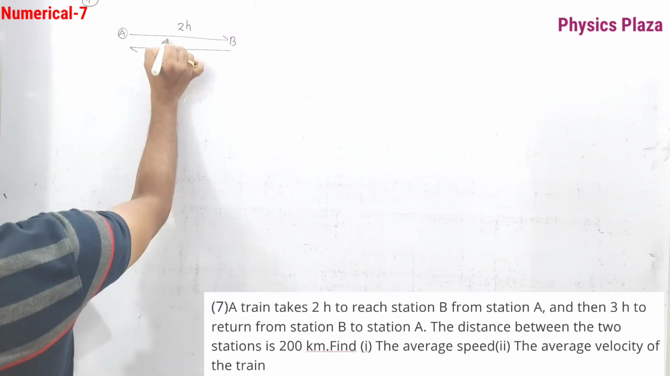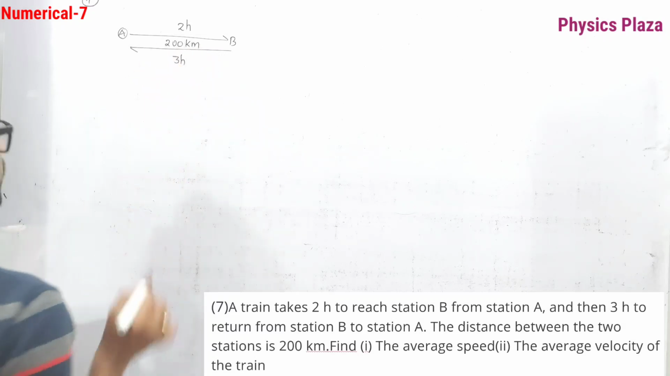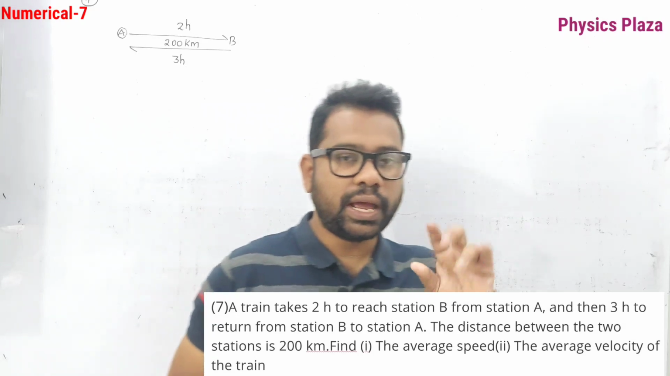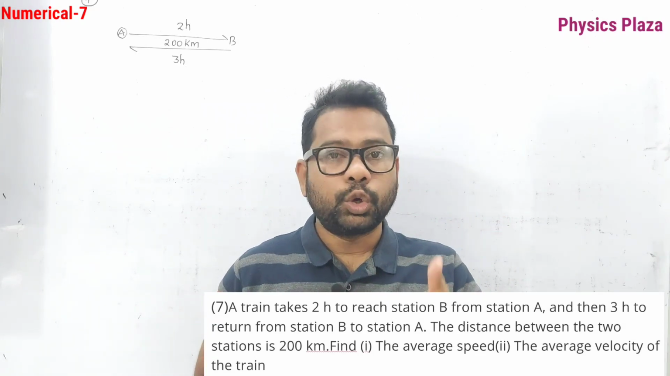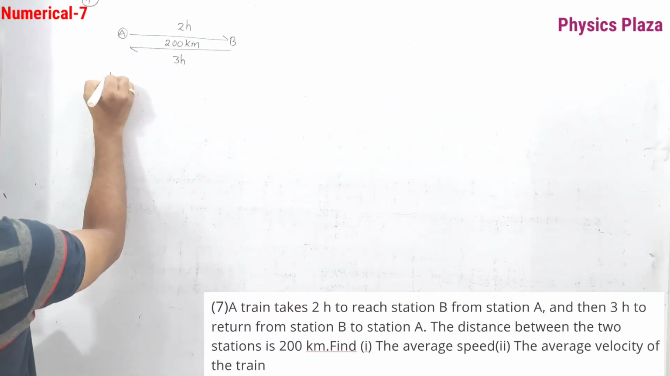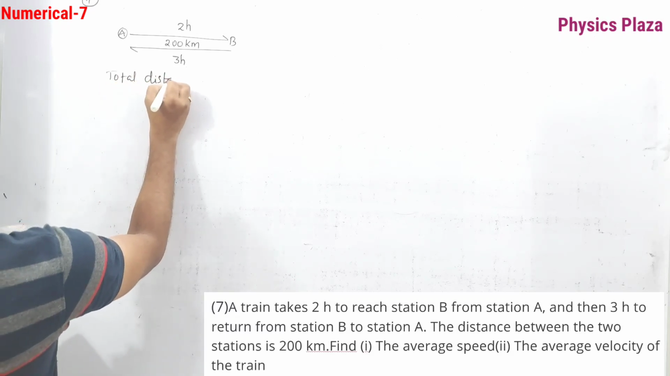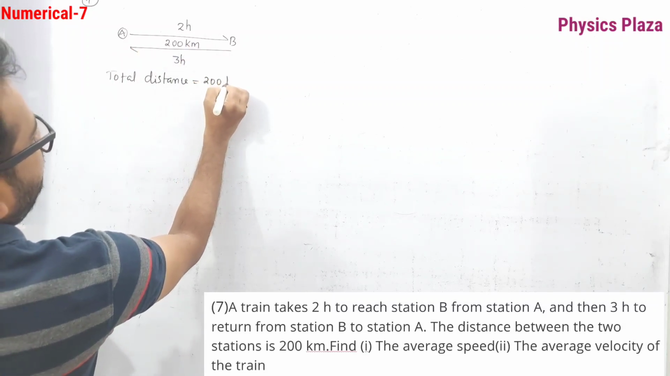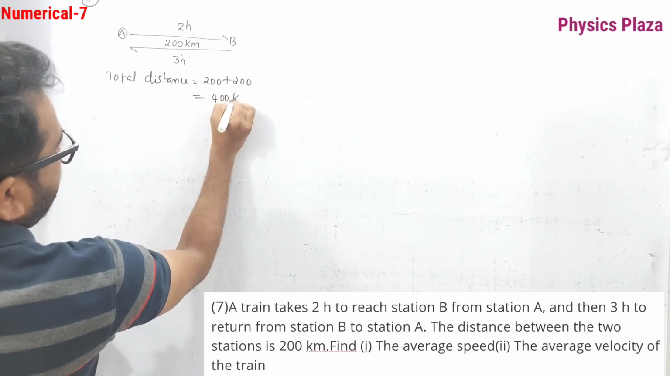The distance between A and B is 200 kilometers. Now they are asking us to calculate the average speed and average velocity. Children, as I told you, to calculate the average speed, we need the total distance traveled and the total time taken. So it's very simple. Here, what is the total distance? A to B is 200 kilometers, B to A is also 200 kilometers, so the total will be 400 kilometers.